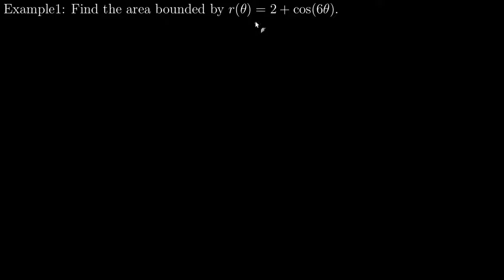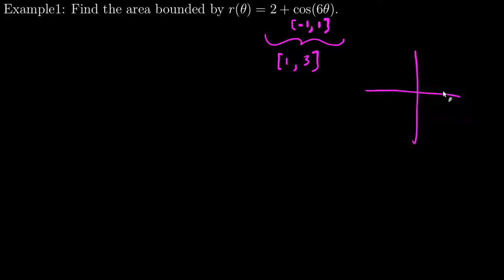Find the area bounded by this. Well, I know what this looks like. Cosine is bounded between -1 and 1. So 2 plus cosine is bounded from 2 minus 1, which is 1, to 2 plus 1, which is 3. Now I do have it graphed, but it's going to start somewhere. Cosine of 0 is 1, so it's going to start out, and it's going to basically go in and out, and make a nice little flowery shaped graph like that.